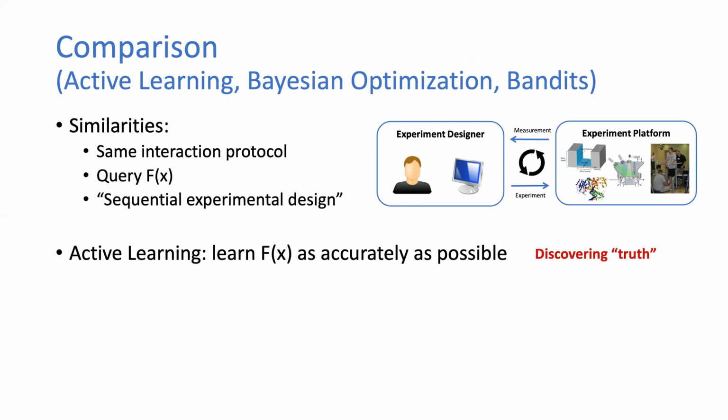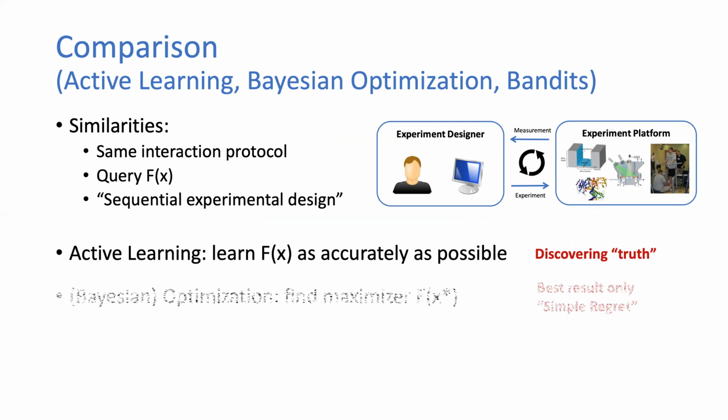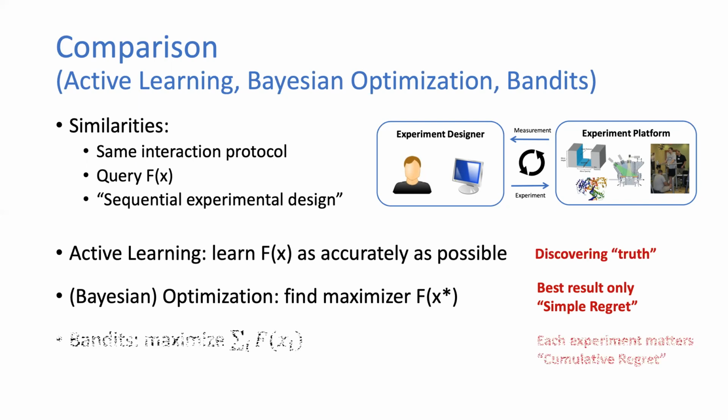In active learning, the goal is to choose an algorithm for selecting x to learn f of x as accurately as possible. So we think of that as discovering truth. In Bayesian optimization, we want to find the maximizer. We want to find f of x star, or find an x whose f of x is as close to f of x star as possible. So we only care about the best result we've found so far. This can be characterized using simple regret, which we'll talk about in a couple of slides.